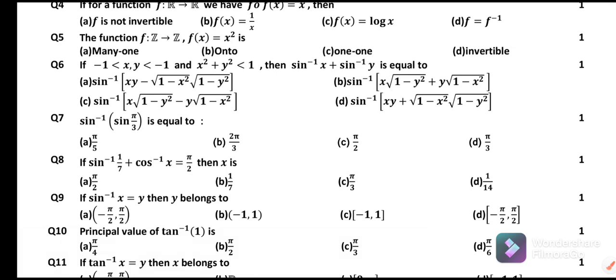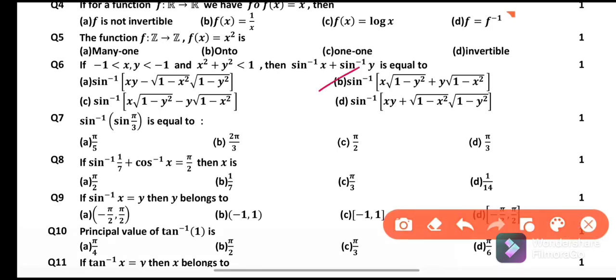Sin inverse x plus sin inverse y is equal to, this is based upon a formula, so its answer is B option. Next, sin inverse sin pi by 3 is equal to pi by 3. Next, sin inverse 1 by 7 plus cos inverse x is equal to pi by 2. Now by using the formula, sin inverse x plus cos inverse x is equal to pi by 2, so clearly x is equal to 1 by 7. So answer is B option.